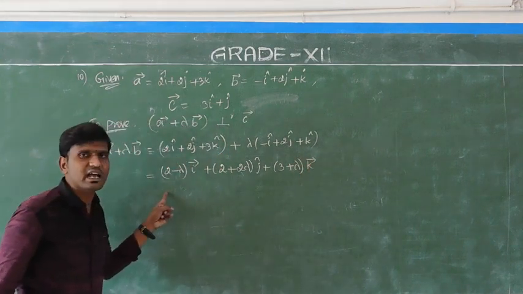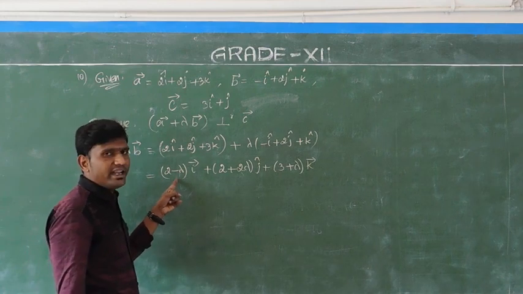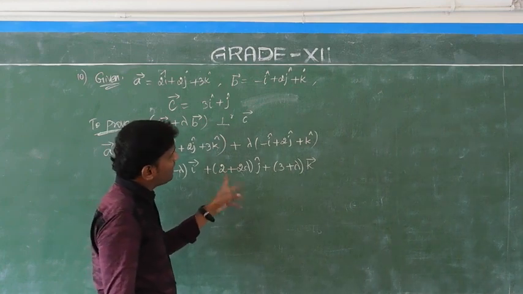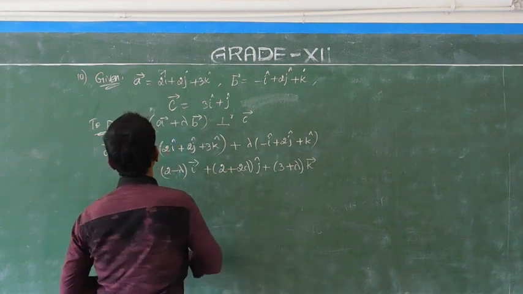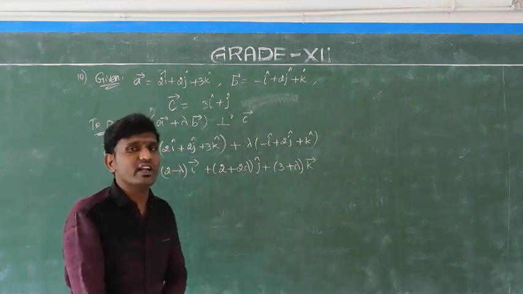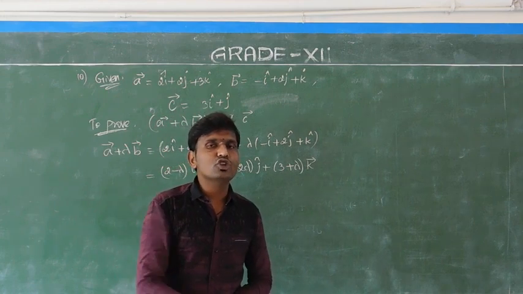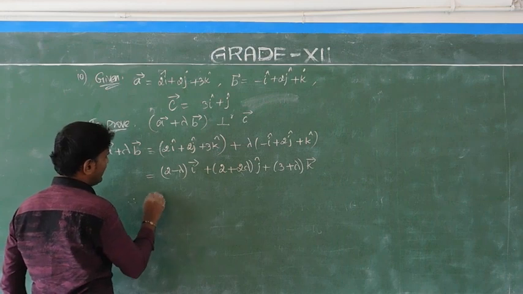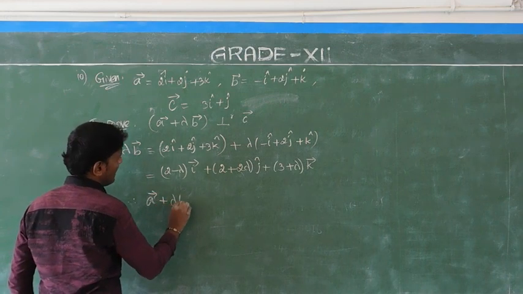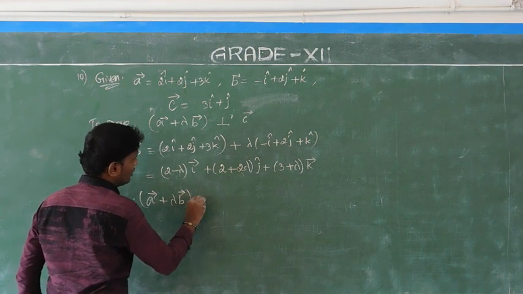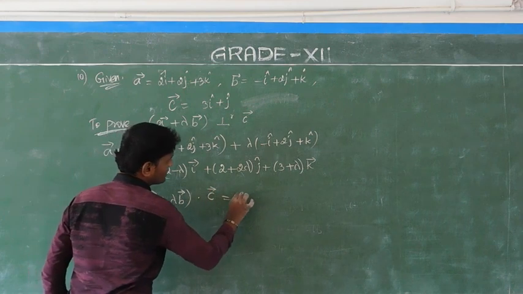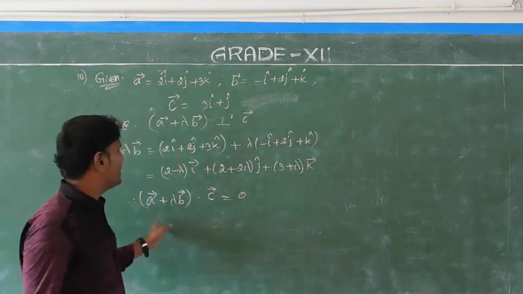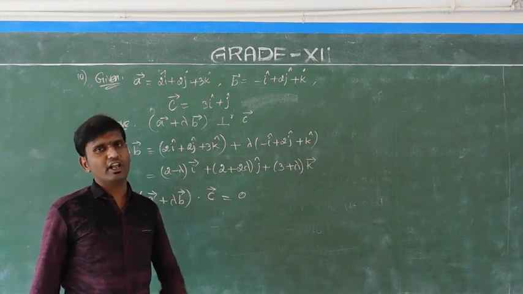Have you understood this addition? It is 2 minus lambda into i plus 2 plus 2 lambda into j, then 3 plus lambda into k vector. So this is your value of a vector plus lambda b vector. So what are we going to prove now? Perpendicular. A vector plus lambda b vector, taking the dot product with c vector, we get equal to 0. Then only should we call them perpendicular vectors.